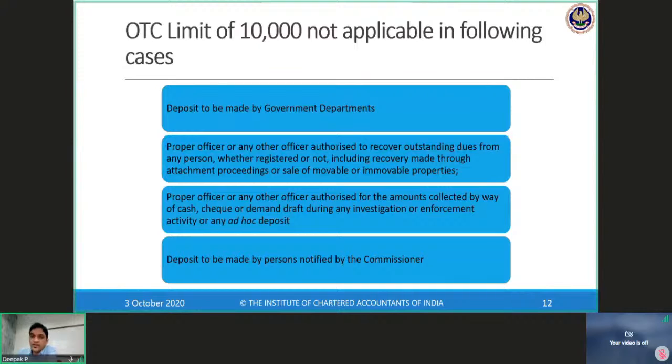Renting by government is under reverse charge. Yes, I had just given you an example saying that a deposit can be made by the government departments also for various other services. Renting, I've just given you an example.